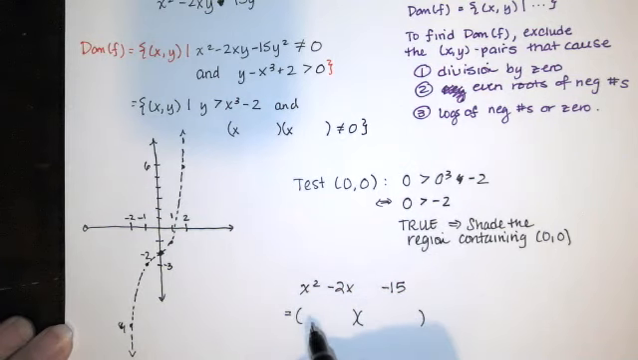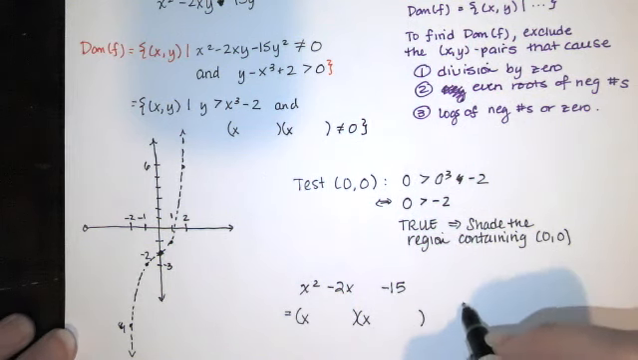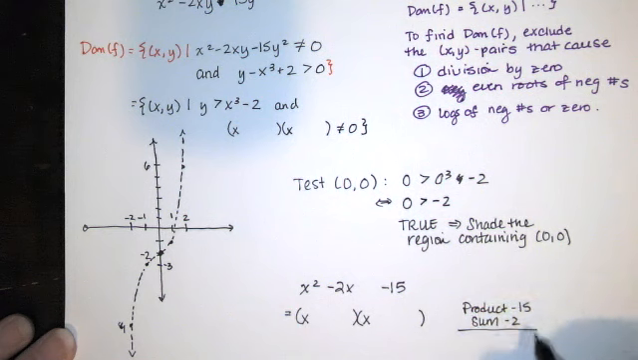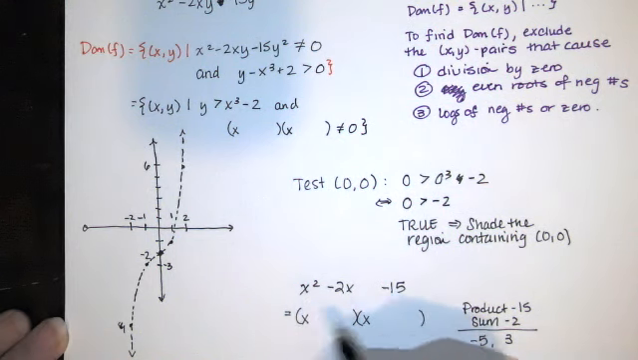So I ask myself, first times first must be x squared, so that must be x and x. And then I ask myself, what 2 numbers multiply to give me a negative 15 and have a sum of negative 2? Well, 5 and 3 will give me 15. If the 5 is negative, negative 5 times 3 will give me negative 15. Negative 5 plus 3 would give me negative 2. So if I were just factoring this, I'd have a minus 5 here and a plus 3 here.